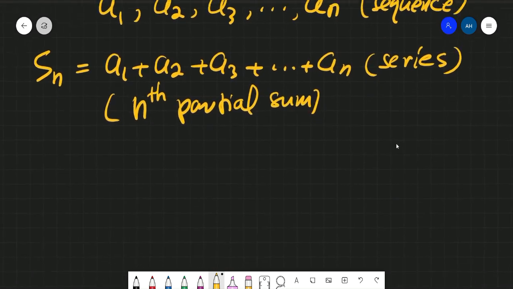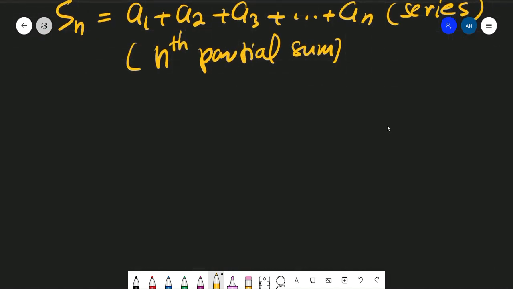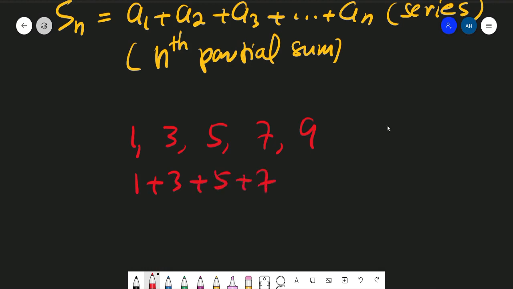Let's explain that by using this example here. If we have this sequence 1, 3, 5 for example, and then we have 7, and the last term is 9. That is the sequence of odd numbers up to 9. We stop after 9. There are no other terms. So when we add these numbers together, it becomes a series. That is 1 plus 3 plus 5 plus 7 plus 9. Now it becomes a series.